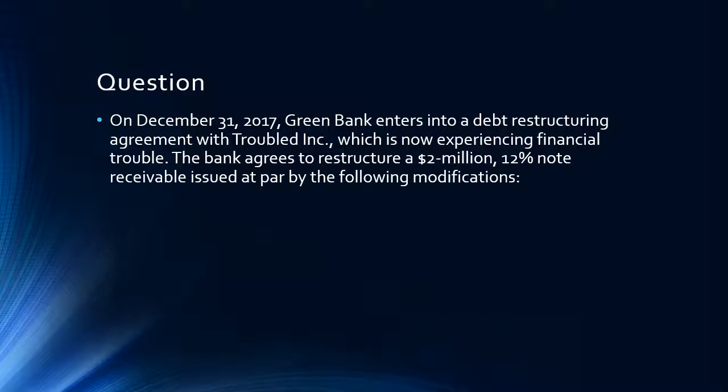The question mentions that on December 31st, 2017, Green Bank enters into a debt restructuring agreement with Troubled Inc., which is now experiencing financial trouble. The bank agrees to restructure a $2 million 12% note receivable issued at par by the following modifications.